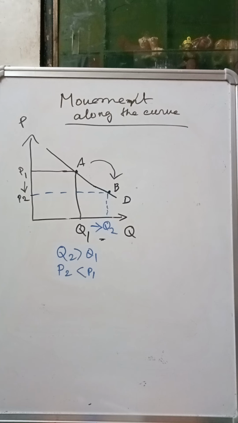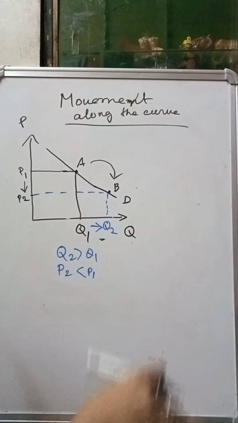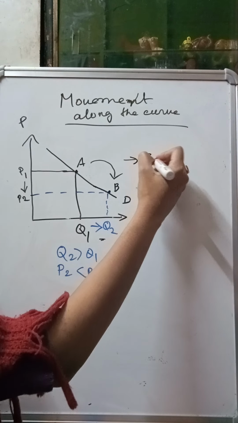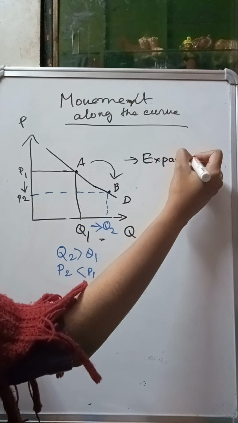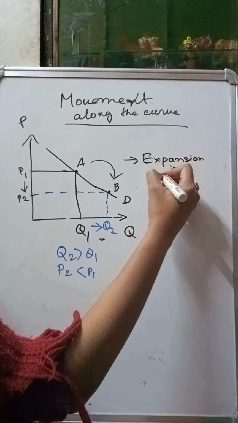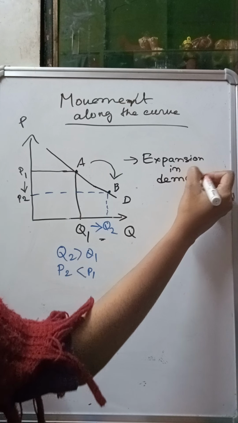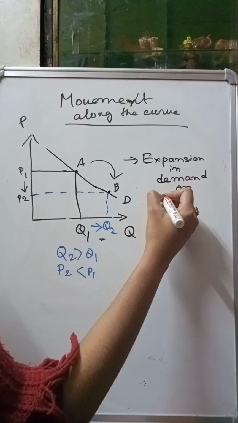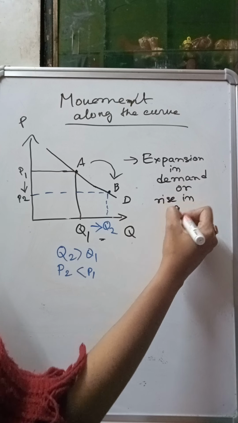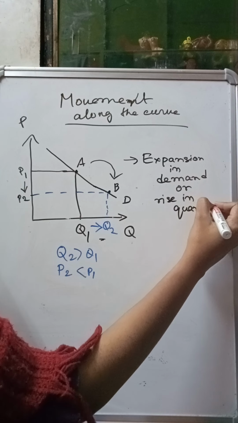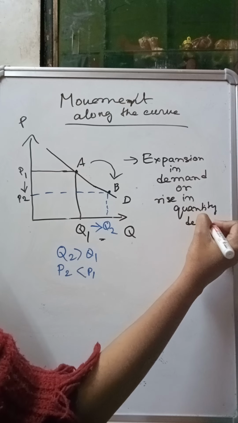We may call it expansion in demand. Okay, we may call it expansion of demand, or you can call it rise in quantity demanded. So this can be called expansion in demand or rise in quantity demanded. Okay, this is one.